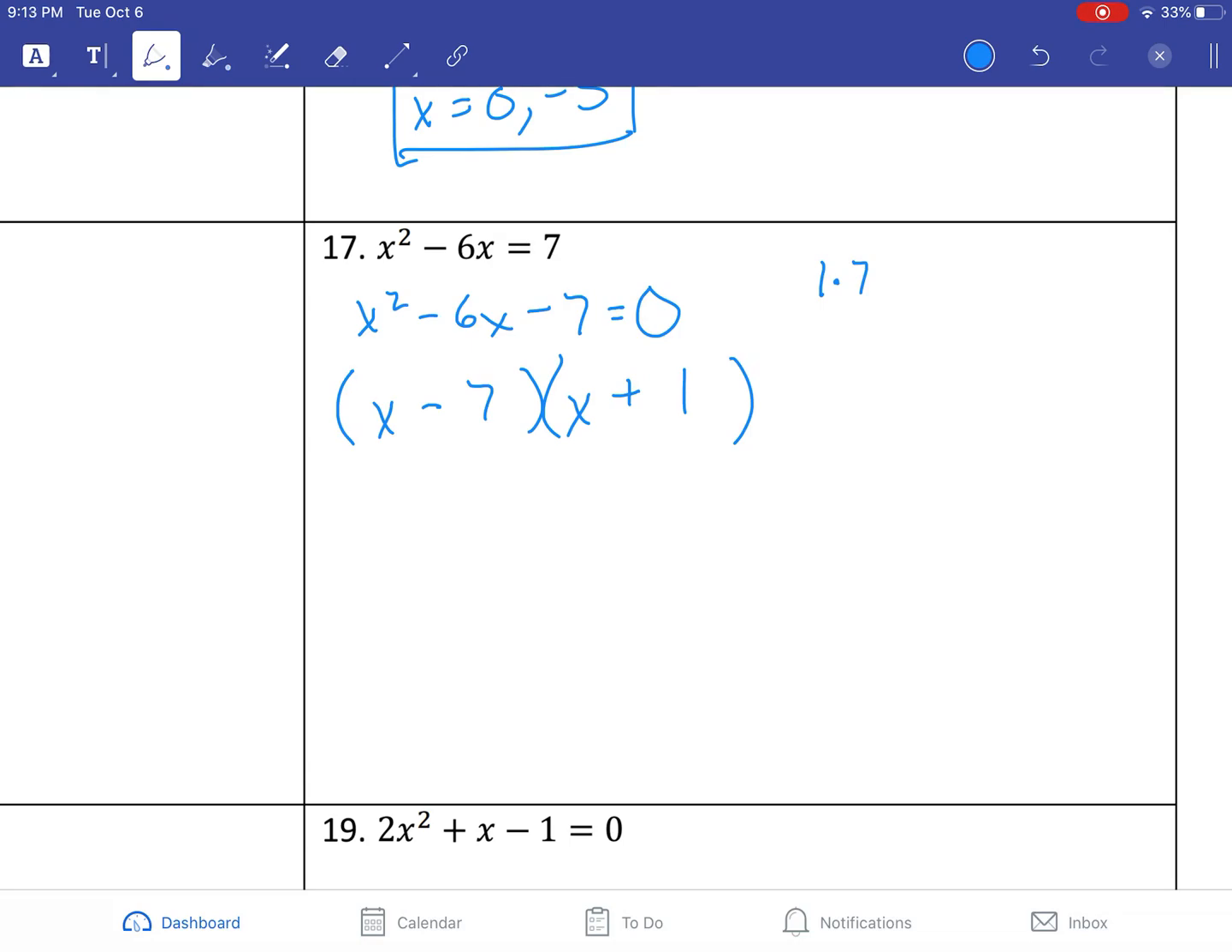We set both factors equal to 0 and solve. So x will equal positive 7 and negative 1.